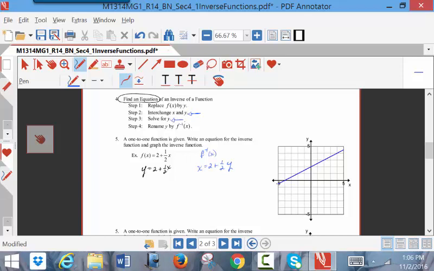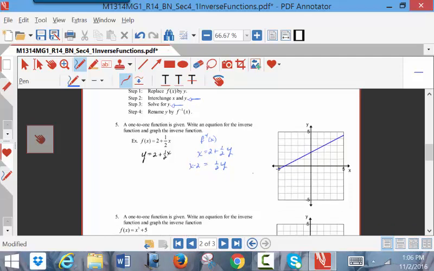So in the blue over here, to solve for y, I'm going to first subtract 2, and then I need to multiply everything by 2 to get rid of the 1/2. So this will become 2x minus 4 equaling y. This is your inverse function. Your inverse function is 2x minus 4. So it's that simple. You simply switch out the ordered pairs to come up with the inverse function.